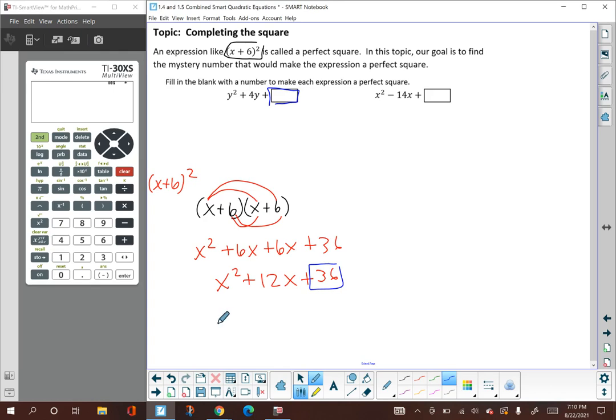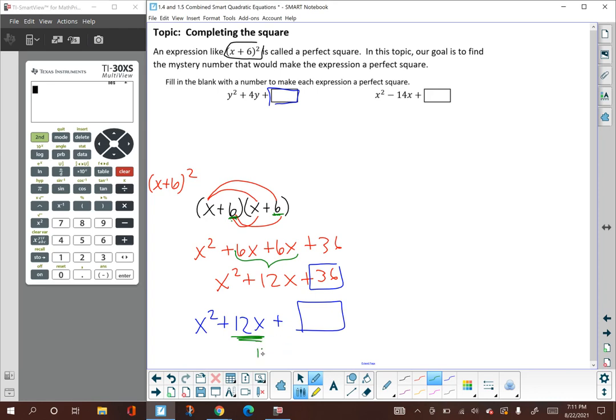So if our problem had said x squared plus 12x plus question mark, our mystery number is 36. So here's how you find the mystery number. We need the two factors to be the same. So this middle number needs to be twice as big as that constant at the end of each factor, because those are going to add together to give us that middle number.